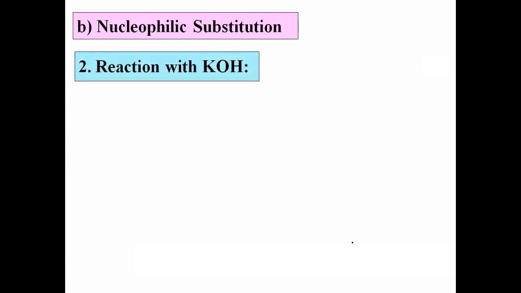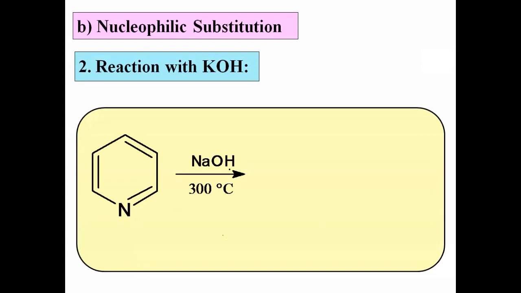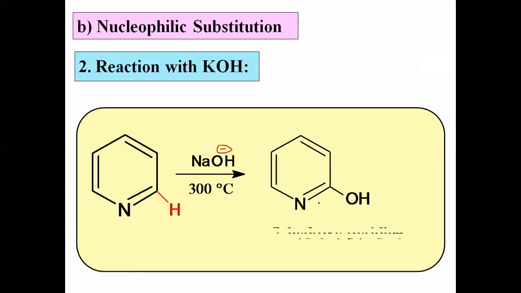Now let us see the next example of the same type of reaction. Reaction with potassium hydroxide, or suppose we can use NaOH, sodium hydroxide also. When pyridine is treated with NaOH, sodium hydroxide, at 300 degrees Celsius, we know that in NaOH, OH has a negative charge, meaning it is a nucleophile. And here the hydrogen atom from position 2 is replaced by OH, and we get the corresponding hydroxypyridine. This is 2-hydroxypyridine. Then that hydrogen and sodium form NaH, sodium hydride. This is again an example of nucleophilic substitution.